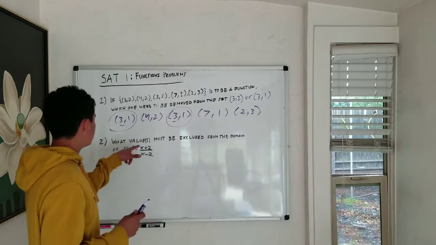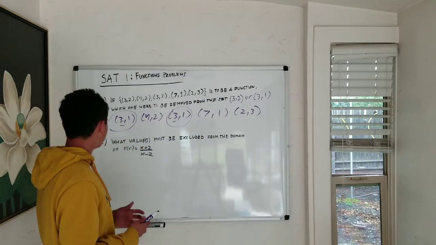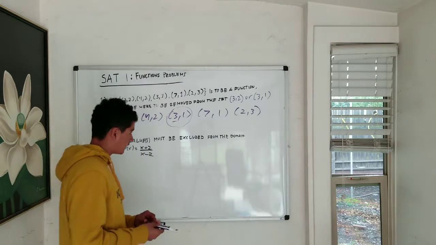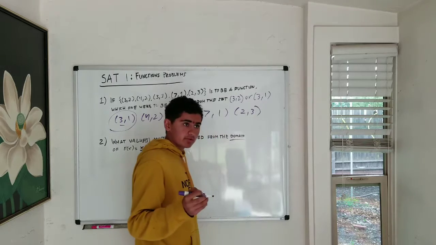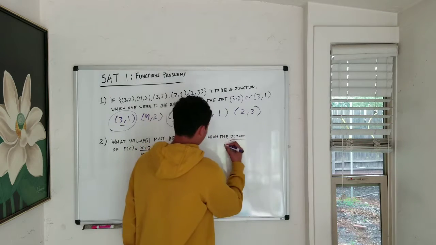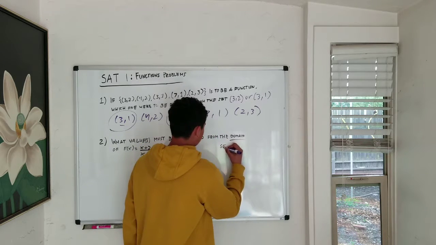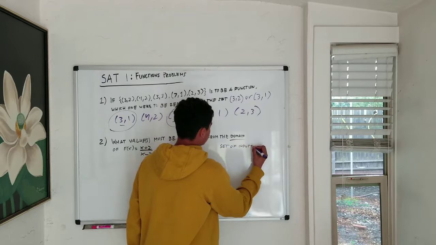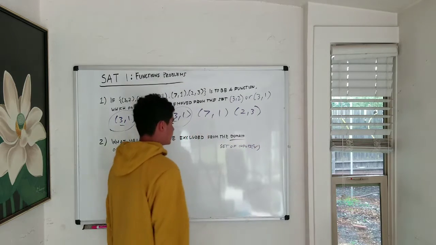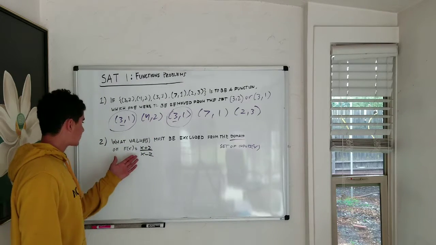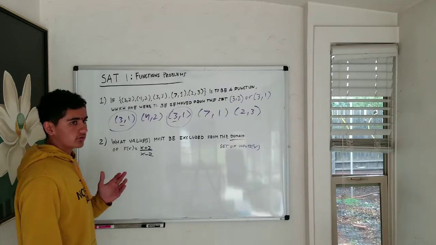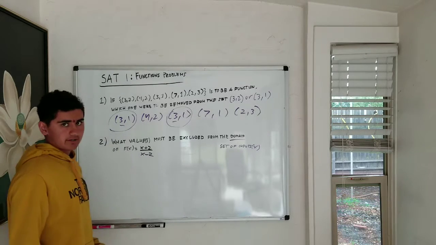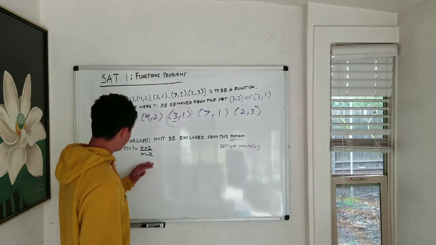Second question: what values must be excluded from the domain of f(x) = (x + 2)/(x - 2)? Now here we have our keyword which we were defining earlier in the video, where the domain is a set of inputs. In other words, x's. So basically it's asking what x values are not allowed here, which will make it undefined, because that's the only other thing that could happen.